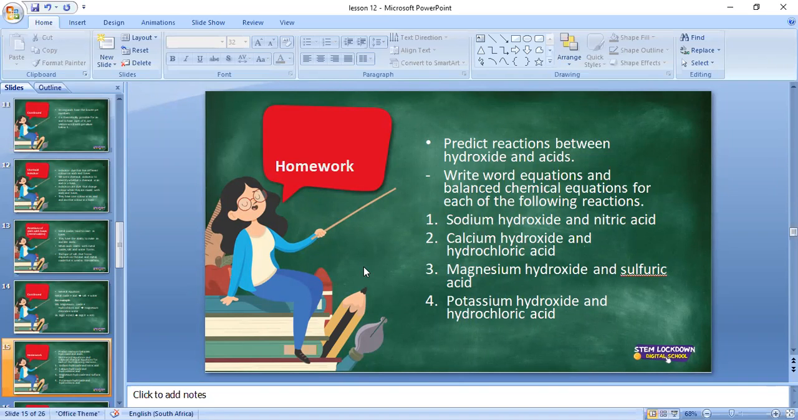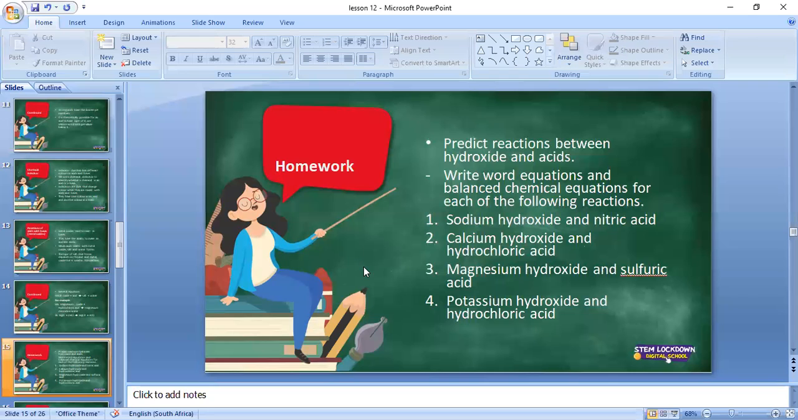And again, tomorrow I will be taking live interaction. I will be interacting with you tomorrow in balancing this, in understanding when acids are reacting with bases, and know that hydroxides act as bases. Then I told you that you need to know nitric acid, hydrochloric acid, and sulfuric acid. So please jot down this, or you can actually visit our website after class, www.africateamgeeks.co.za.